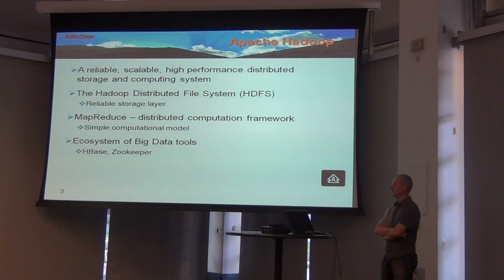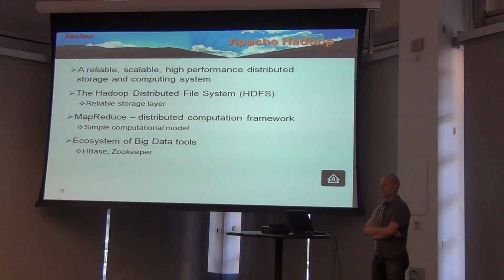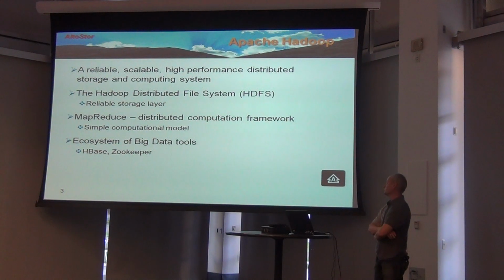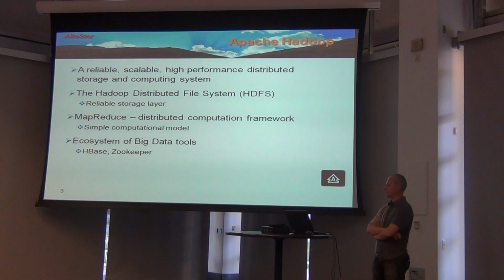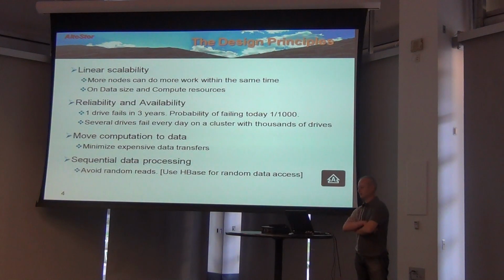Apache Hadoop, as we know, is a distributed storage and computing system. It consists of the storage layer, the distributed file system HDFS, and the computational framework, MapReduce. It is also an ecosystem of data tools. I will mention only HBase and Zookeeper today because they have a direct relation to what we're building.